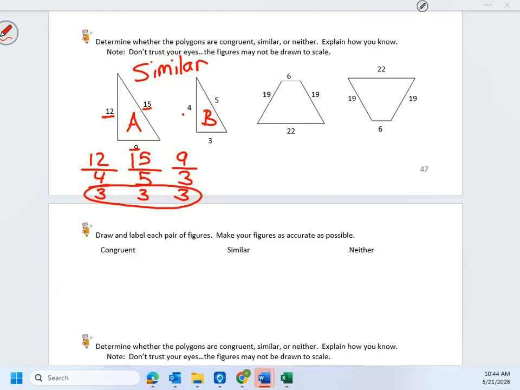Let's look at our next one. What do we match up? Look at those two shapes. Can we tell if it is congruent? Yes or no? Yes. But on the top I have a 6 and I have a 22. They're not the same. Clara? But if this is my A and this is my B, my top is 6 and my top is 22. How is that congruent?